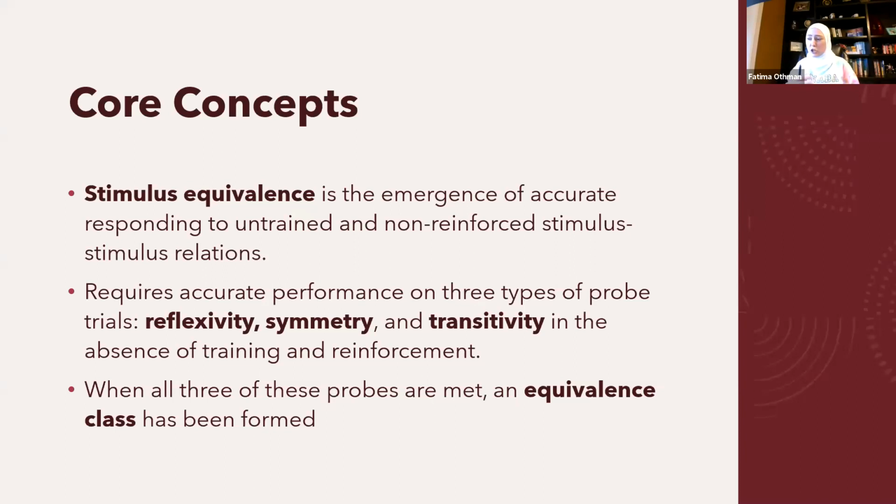So if I say monster, you say what? I say Wuggle, they're both the same thing. We created an equivalence class. The way that you know that you have an equivalence class is through three probes. So it requires an accurate performance on a test of reflexivity, a test of symmetry, and a test of transitivity. And you do all these in the absence of training or reinforcement.